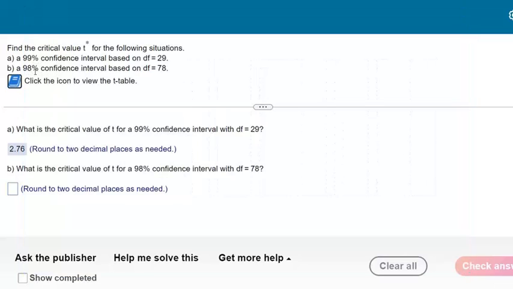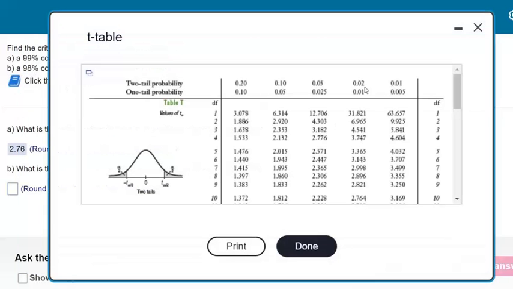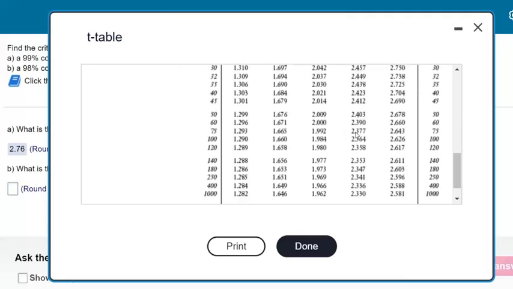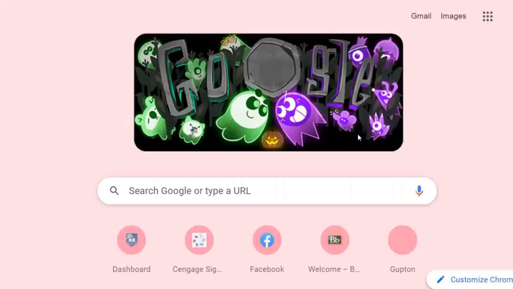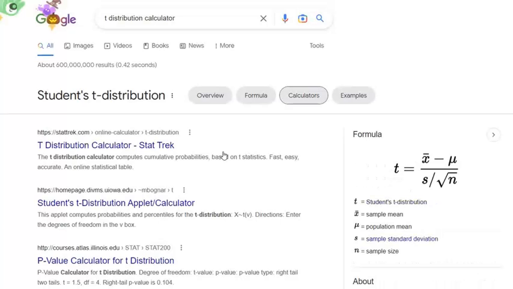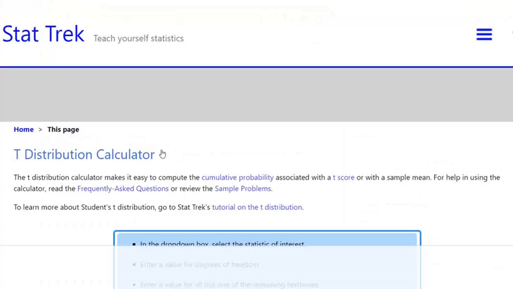So for this next one, a 98% confidence interval means they want 2% in the tails. So if you follow the two-tail probability down here, 78 isn't an option. So I think you'll want to go with whichever one's closest. But in reality, you can get the exact value for 78 degrees of freedom with technology. So t-distribution calculator is what I typed into Google here. Let's go with this one.